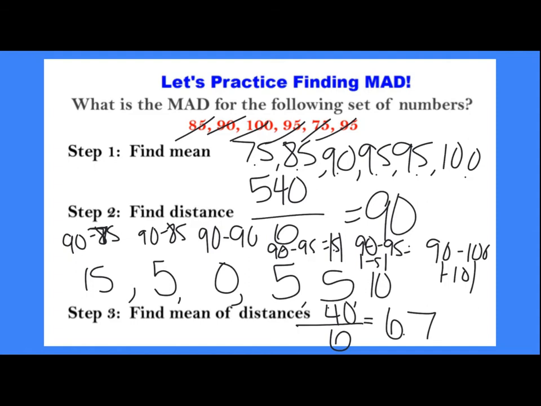You find the mean, the average, by adding them up and dividing by how many there are. You find how far each number is from 90, and then find the mean of that data. And then that is your mean absolute deviation. Go ahead and make sure you insert your work onto the next slide.